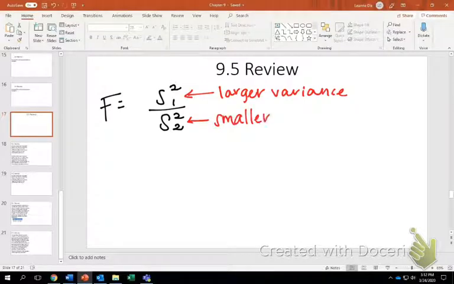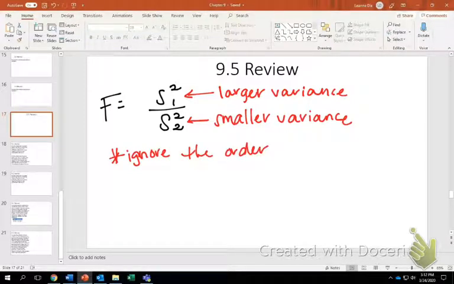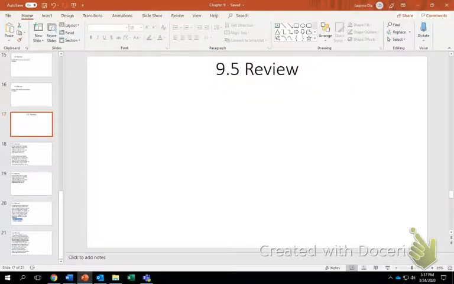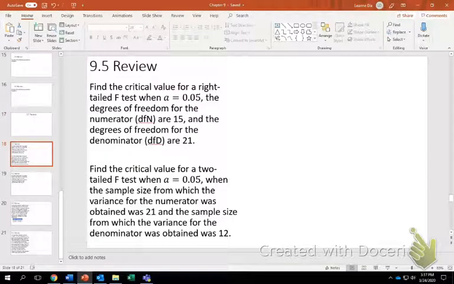So if the larger variance has to go on top, that means the smaller variance needs to go on the bottom. Okay, so something to really know about this is that you might have to ignore the order, in order to make sure that you have the larger variance on top and the smaller one on the bottom. The other thing is that your degrees of freedom, and actually we'll just do an example so that we can see clearly what we're doing here. So here is an example.